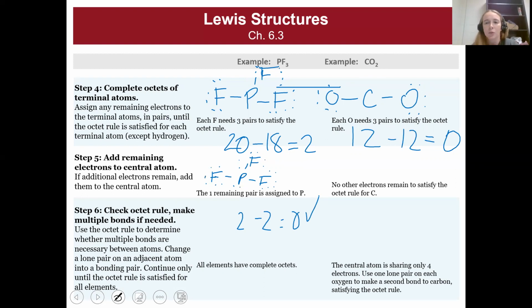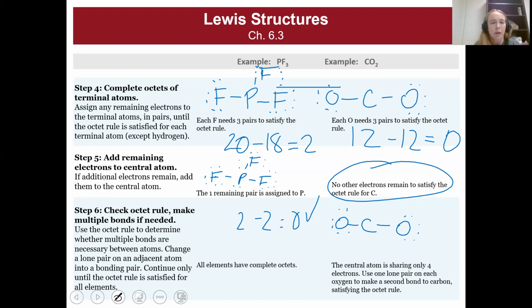Okay, so carbon dioxide, we didn't have any more electrons to satisfy the octet rule for carbon. So we've still got this structure to play with, where we've got these lone pairs and 2 bonds. And carbon only has 4 electrons around it. So let's go to step 6.